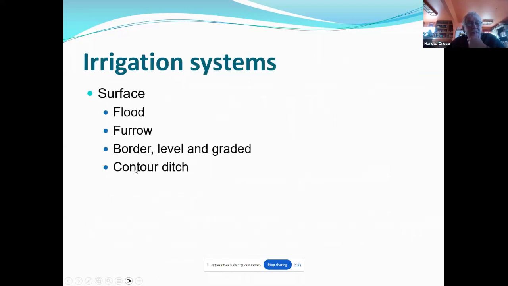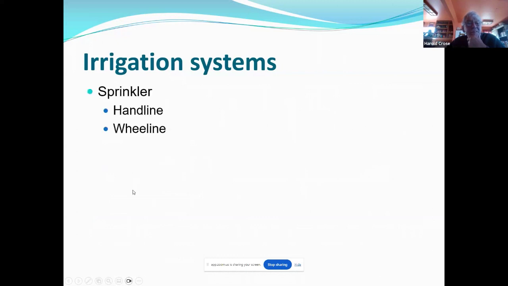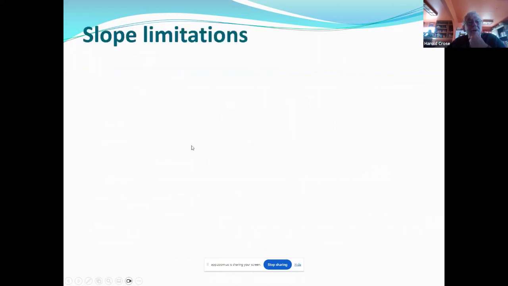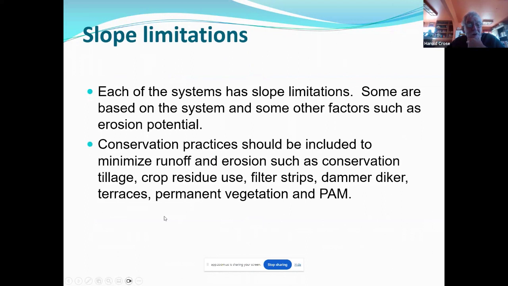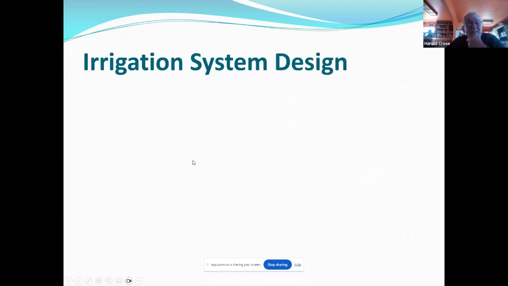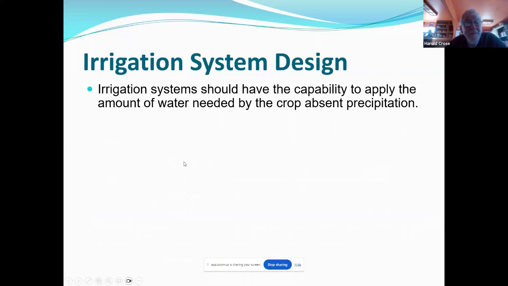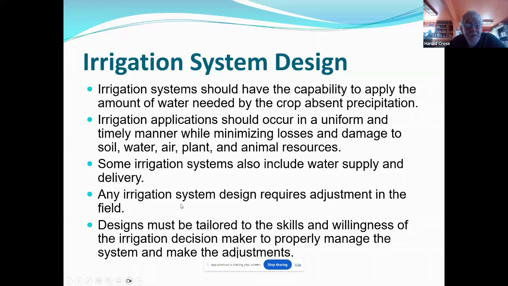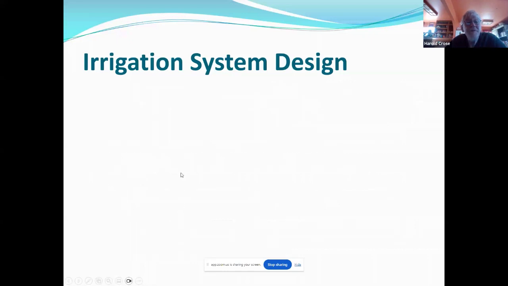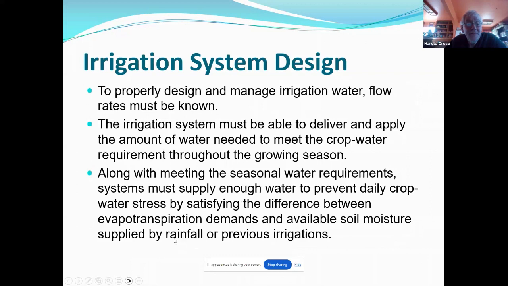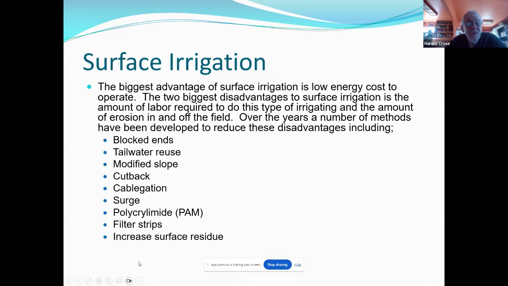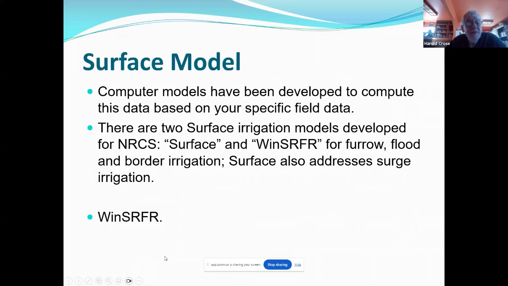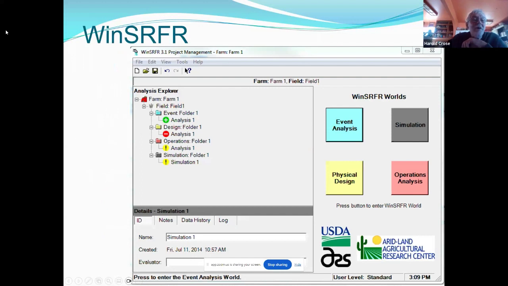Surface, flood, furrow, I did all that already. Sprinkler. I would talk about these in more detail sometimes. Slope limitations. Sorry for going through these fast, but I'm at my time here. We won't have any time for questions. This PowerPoint will be available to you. I'm not going to go through all these again. This is what you taught.